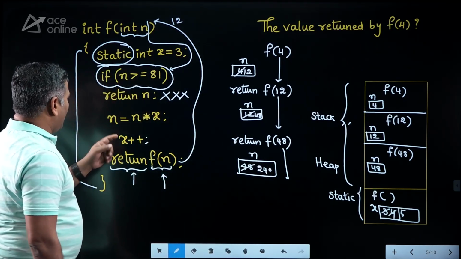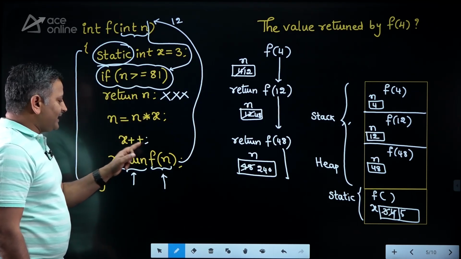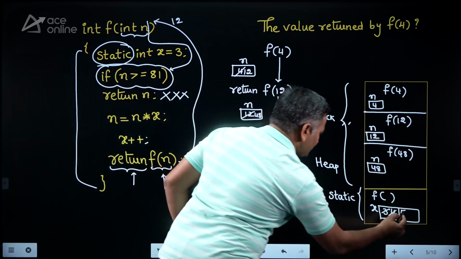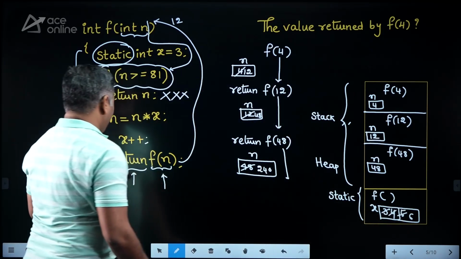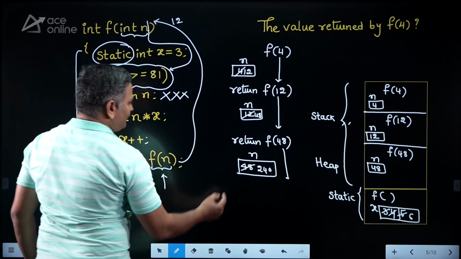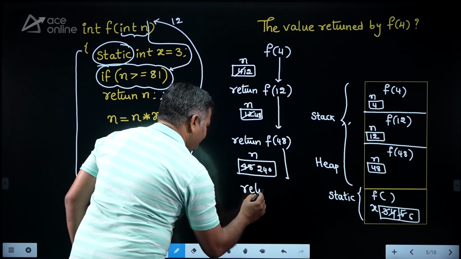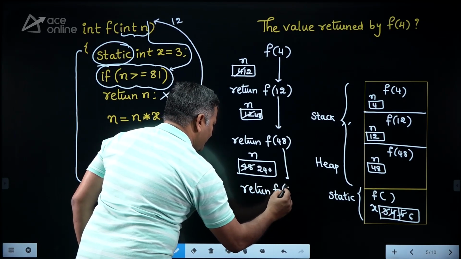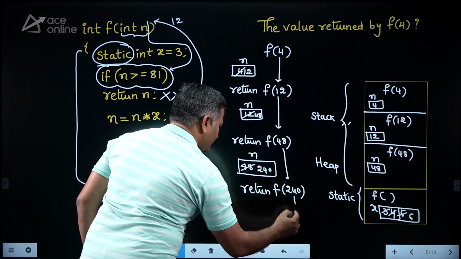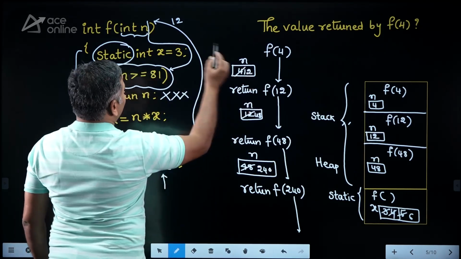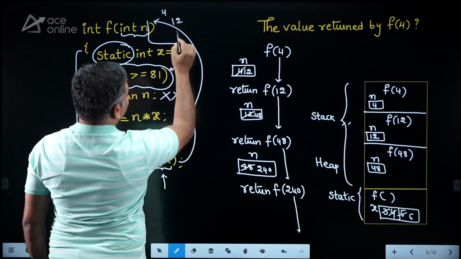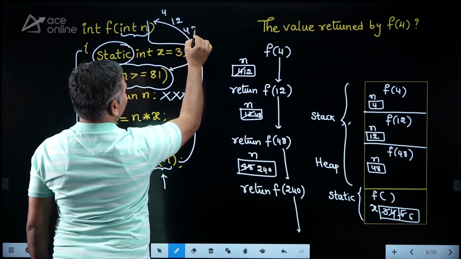Right friends, okay. After making n equal to 40, now make x equal to x plus plus. It means that x is equal to 6. Then again I am calling the function with input equal to 240, that is return f of 240. So the first input value is 4, next one is 12, next one is 48, right?